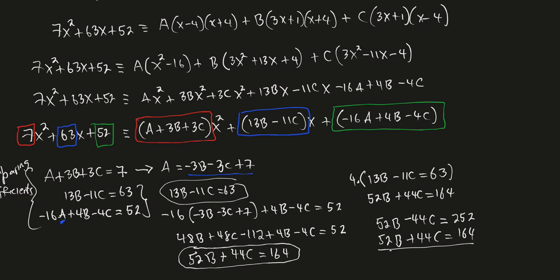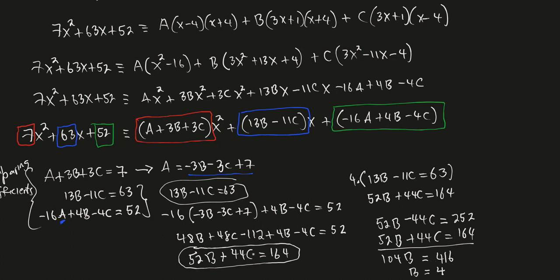So if I add these, I have 104b. The c's cancel out. And what do I have here? So I have, let's see, so that's 416. And then to get b, I divide both sides by 104, and b is equal to 4. So b is equal to 4.